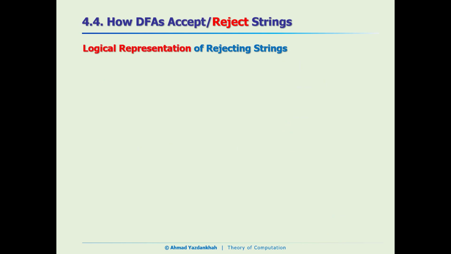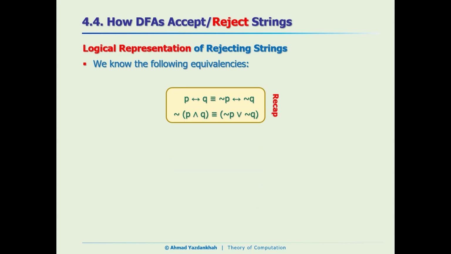Now the question is when a machine rejects a string. Since we understood and formulated the accepting condition, we can play mathematically with that statement and produce the rejection. What does it mean? Let me just remind you, we have two logical statements. P biconditional Q is equivalent to negation of P biconditional negation of Q.